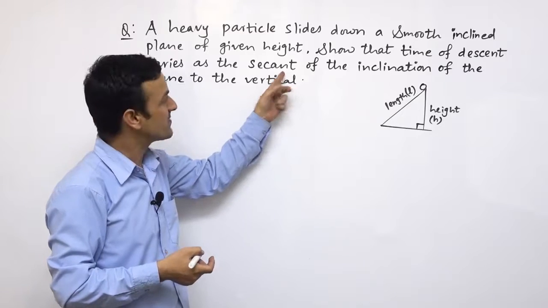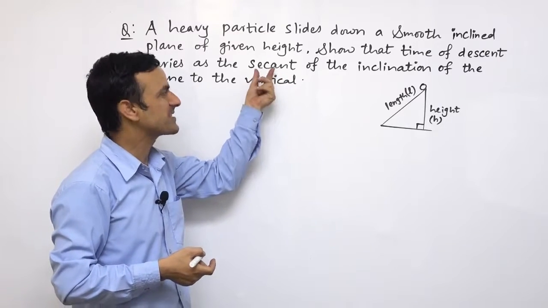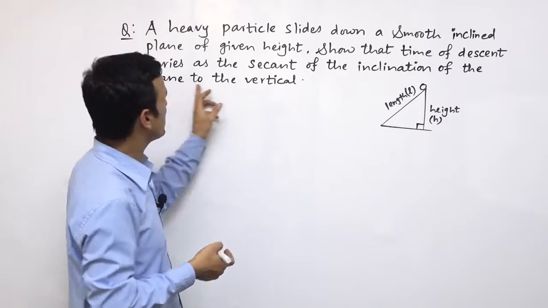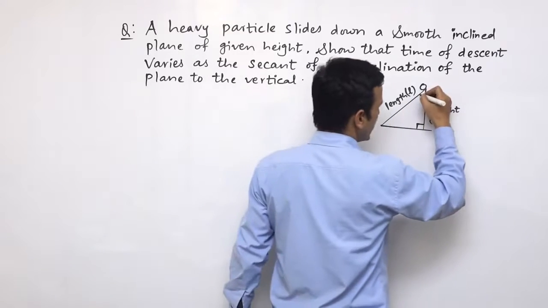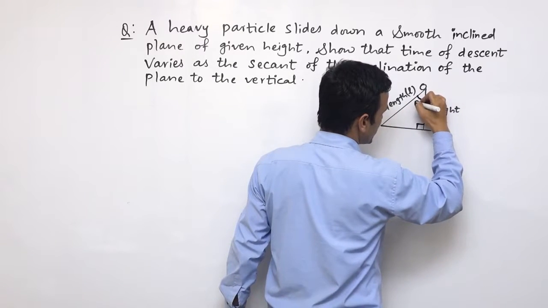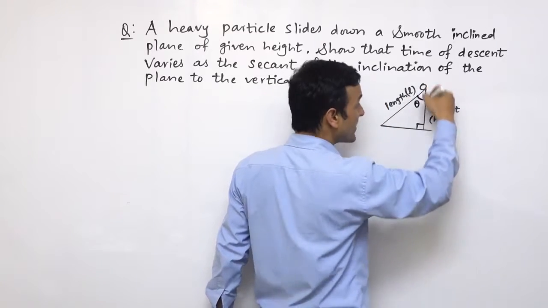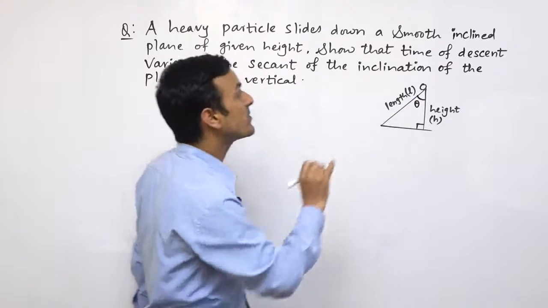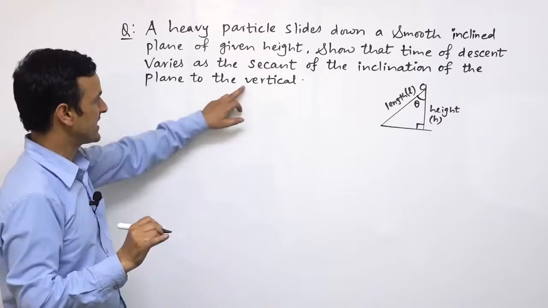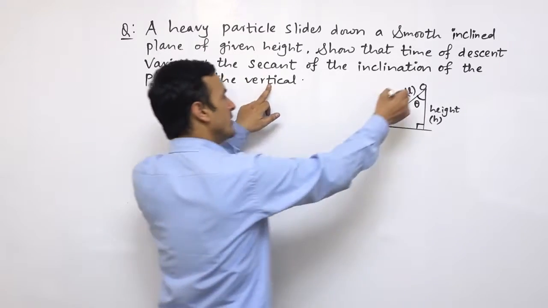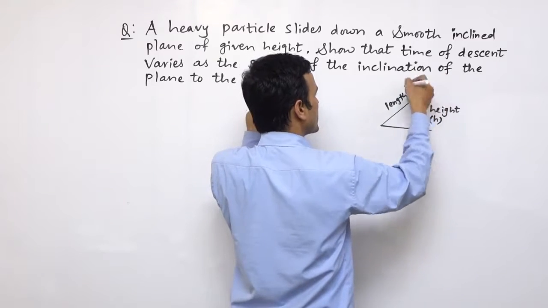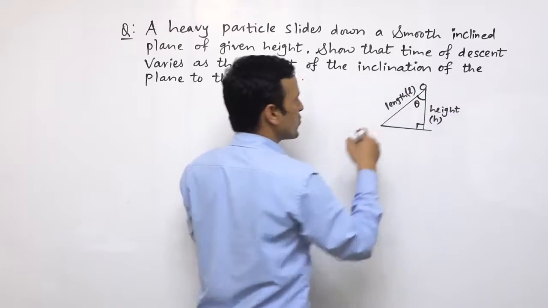Secant means it is the term of sec. So it is the full form of sec, secant of the inclination of the plane to the vertical. So the angle of inclination is this theta, which is the angle made by the inclined plane with the vertical height. Vertical bhaneko e line ho, yo vertical line sanga banayeko angle chahi angle of inclination is this one.